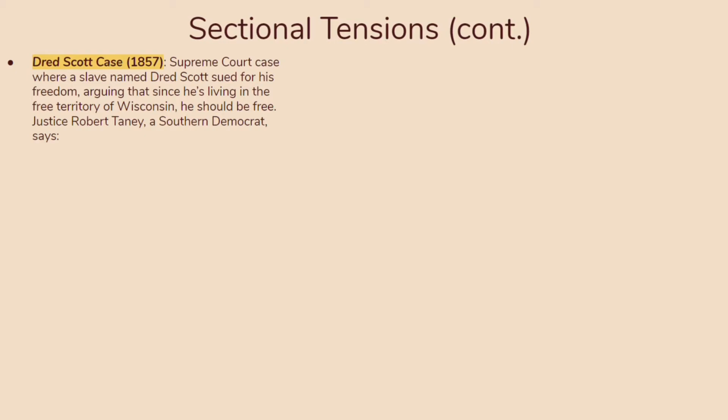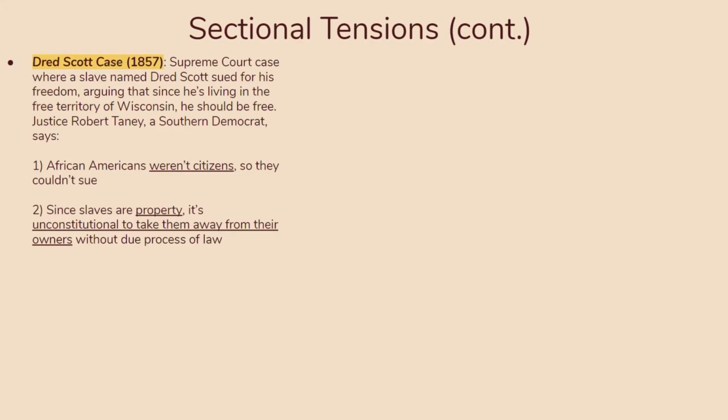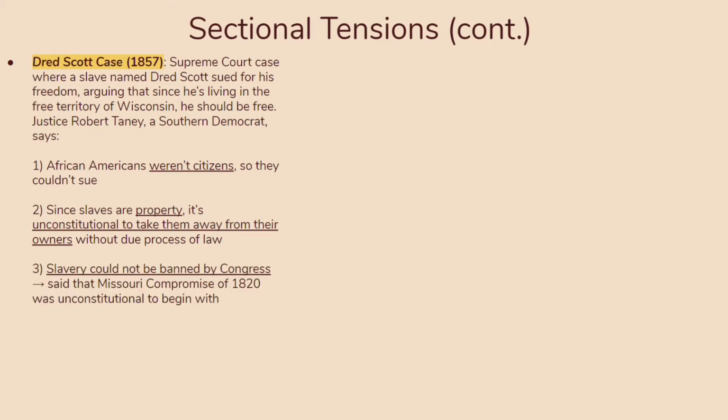However, the Chief Justice of the Supreme Court, Robert Taney, who is a Southern Democrat, says a couple things. One, African Americans weren't citizens, so they couldn't sue. Two, slaves were property, so it was unconstitutional to take them away from their owners without the due process of law. The third one said that slavery could not be banned by Congress, which implied that the Missouri Compromise of 1820 was unconstitutional to begin with, so this was highly controversial.